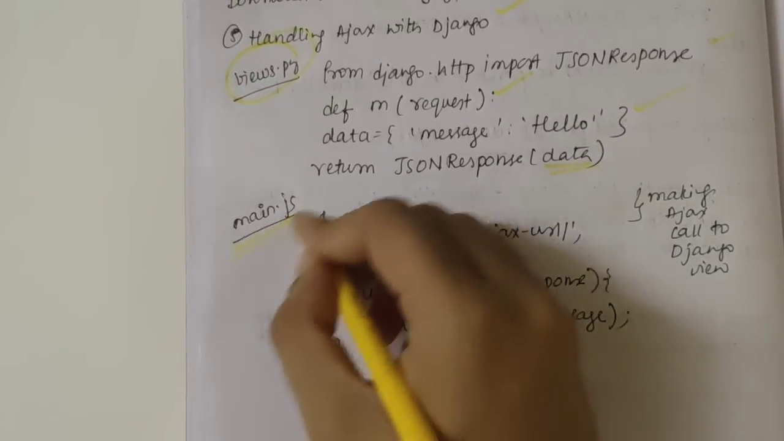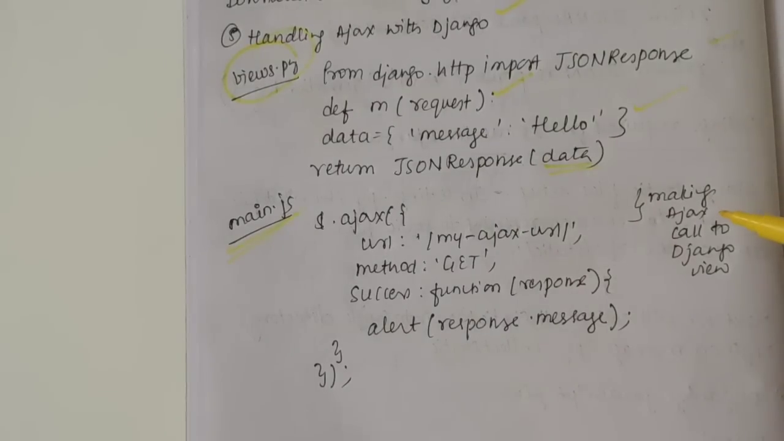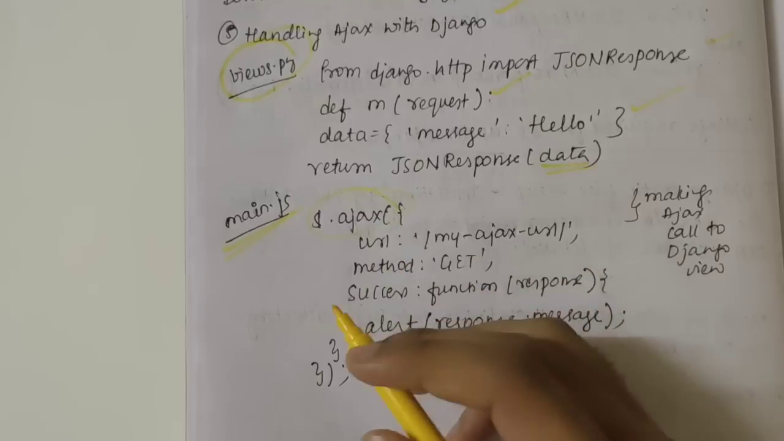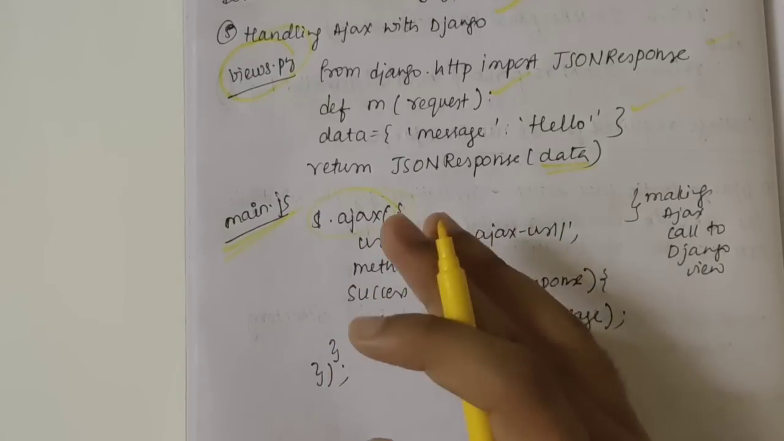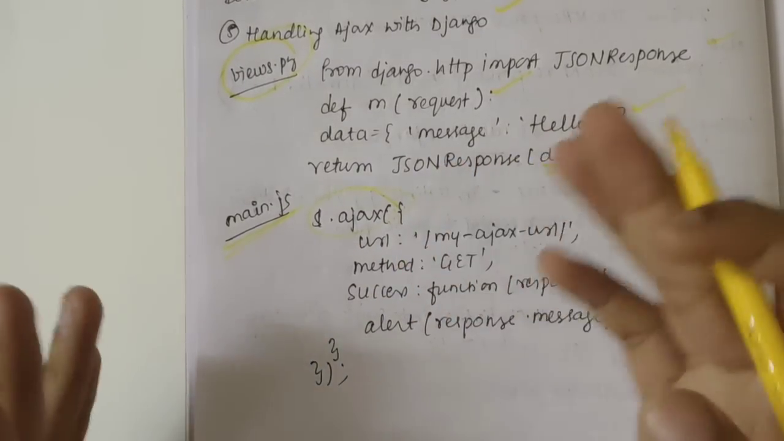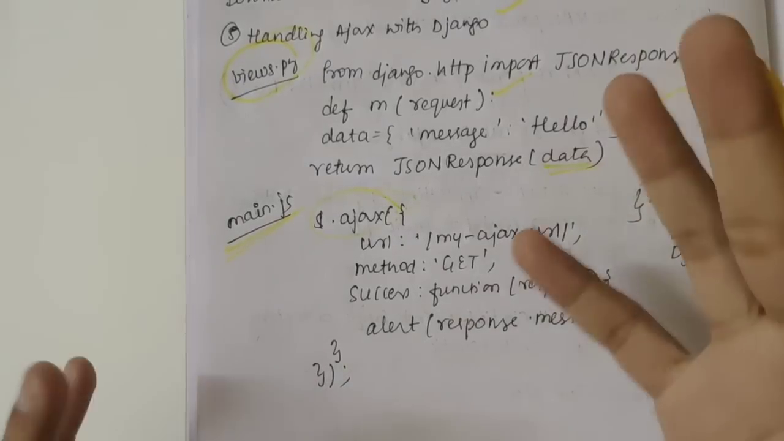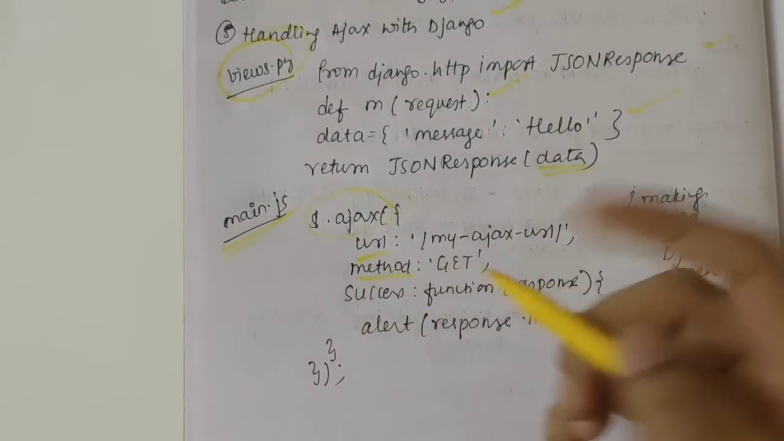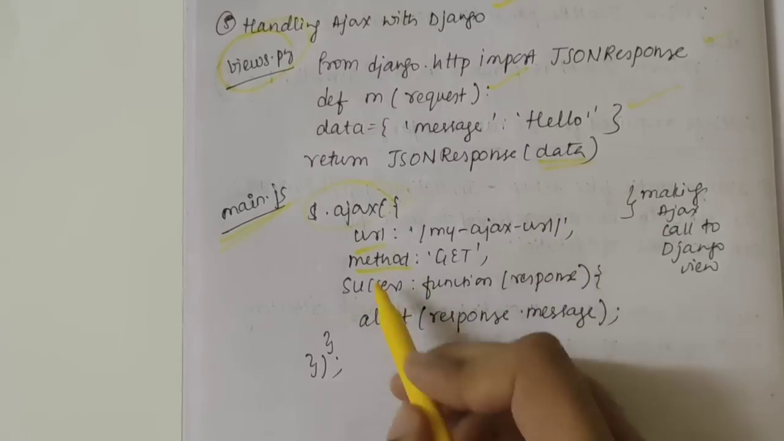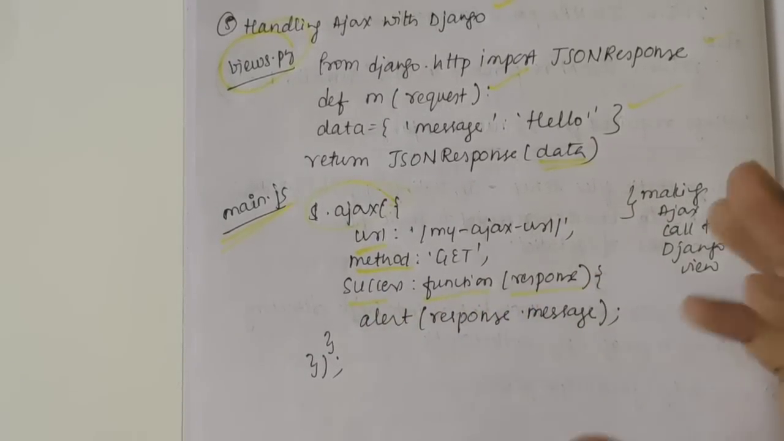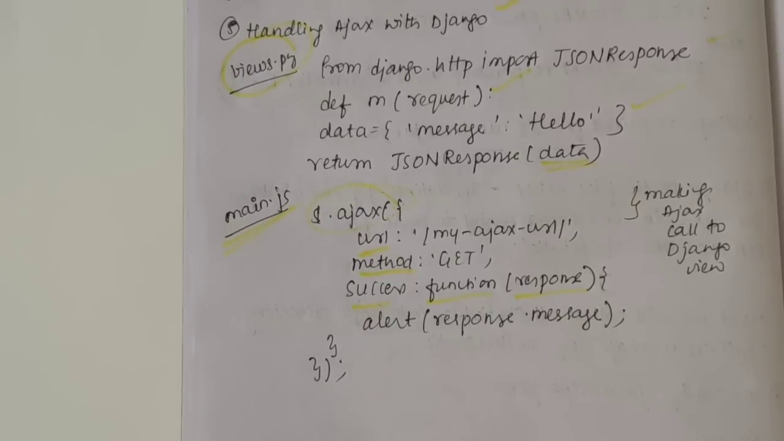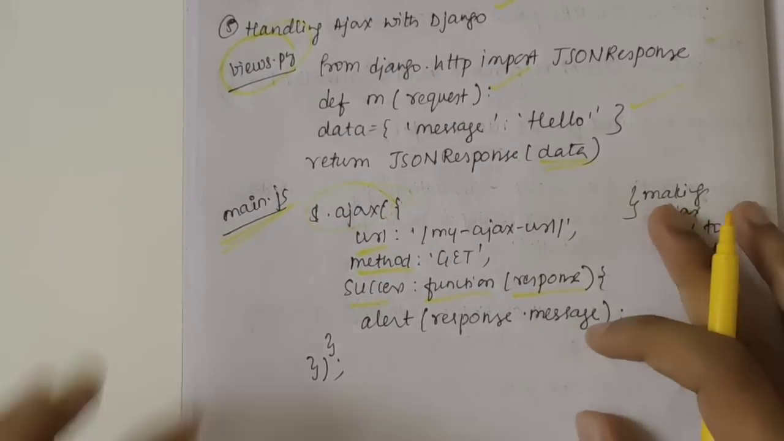In the main.js part, I'll be making an Ajax call to the Django view. That is, starting the Ajax, performing the initiation of Ajax. So for URL I'm specifying my Ajax URL. Again the method is GET here, and success is function response. So when we get the function response, I have to display it or declare it. So that's pretty much about the fifth step.